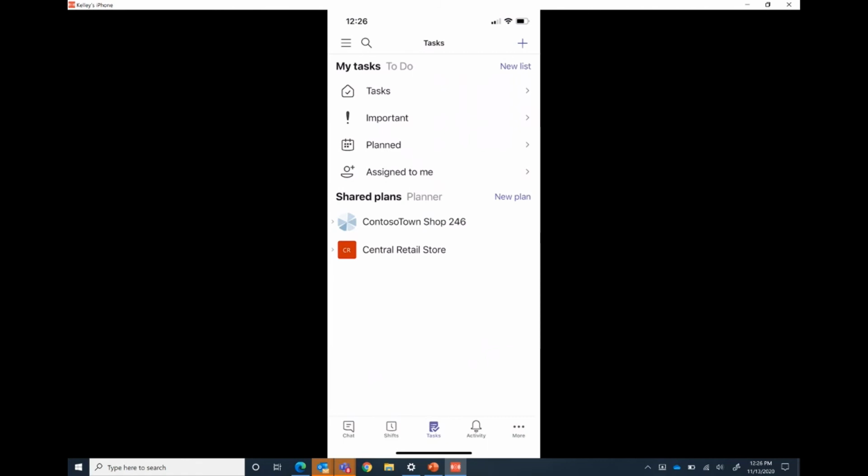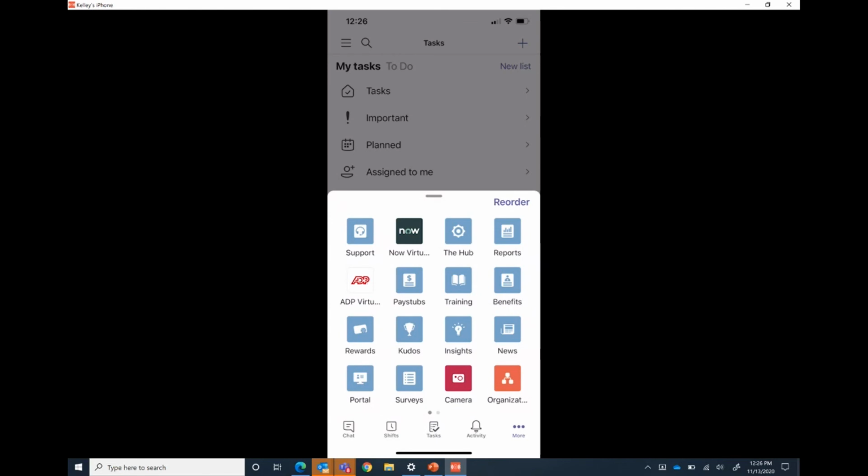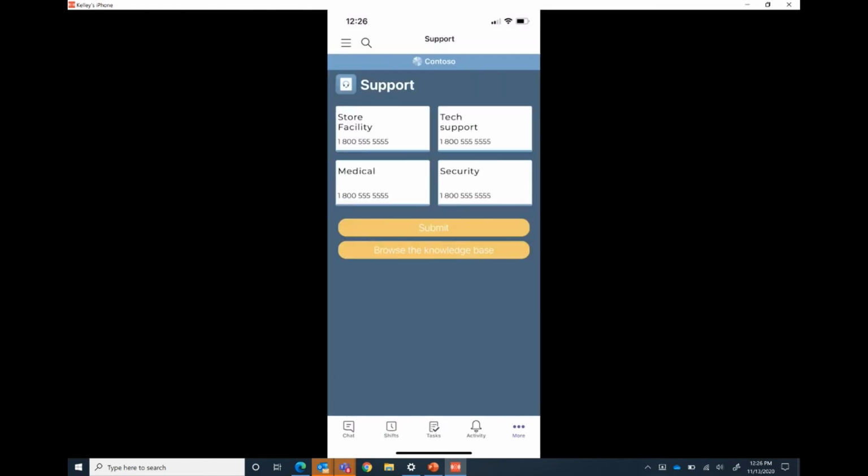As we look at some of these different apps here, you can see ADP and you can see Now There. So support, for example, is just a simple Power App. This really took no time at all to build, and I want you to remember this support app, not necessarily in the context that I'm showing you here, but just know, keep your eye on the Power App templates, because there's more goodness that's going to be coming.